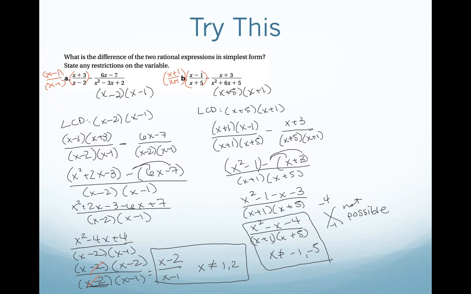If you recognize that pattern, distribute the negative, combine like terms. This time it's not factorable. The numerator is not factorable, so I can't reduce, giving me just the restrictions from the denominator, -1 and -5. Go ahead and pause if you need more time to look at this screen.